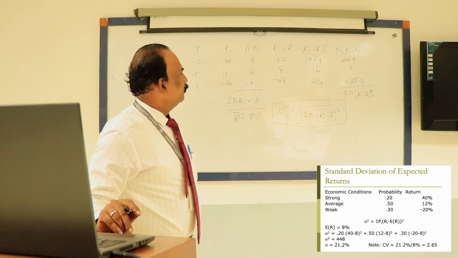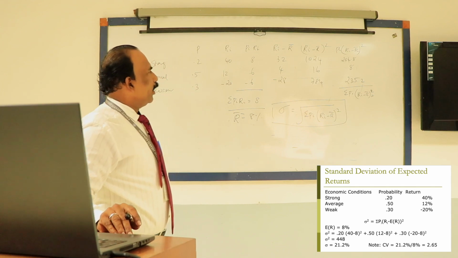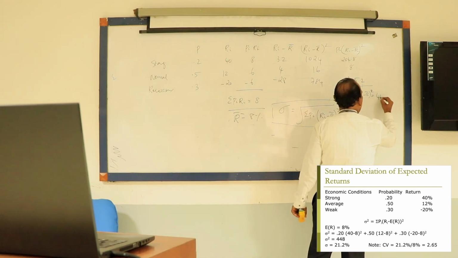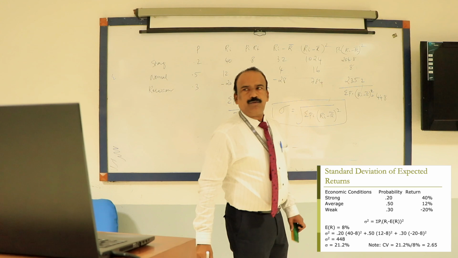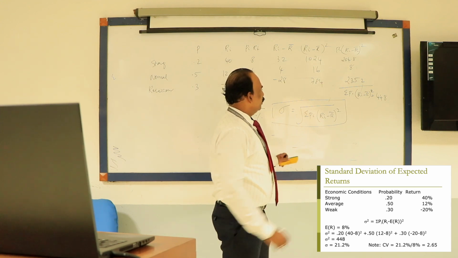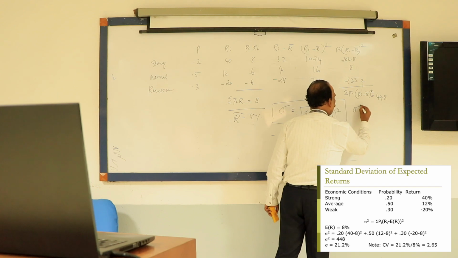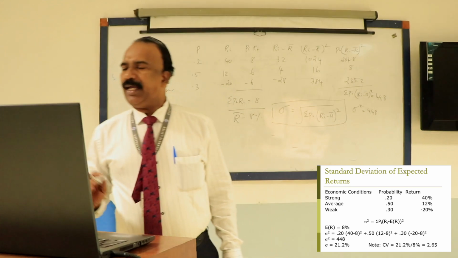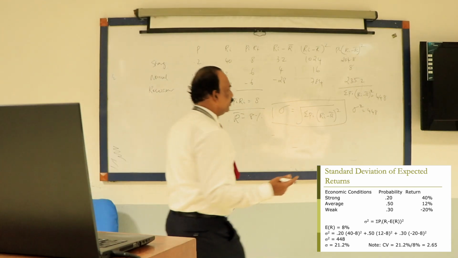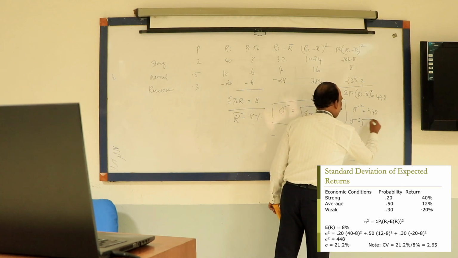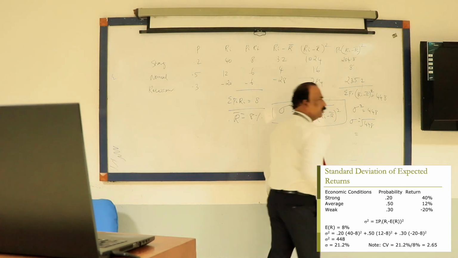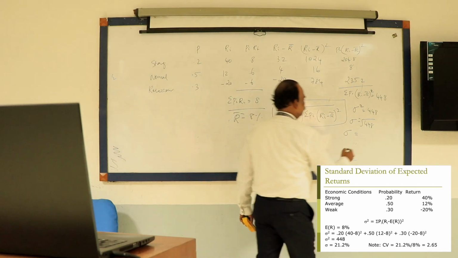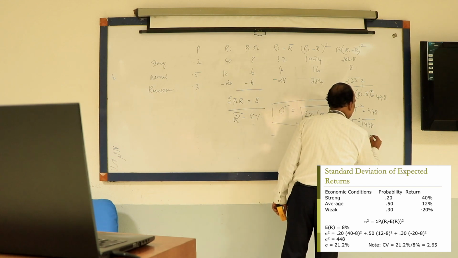Add the total: 204.8 plus 8 plus 235.2 comes to 448. So standard deviation square is equal to 448. Standard deviation square is called variance, so variance is 448. Take the square root. Standard deviation is equal to the root of 448, which gives you the standard deviation. Root of 448 is 21.16, about 21.2.